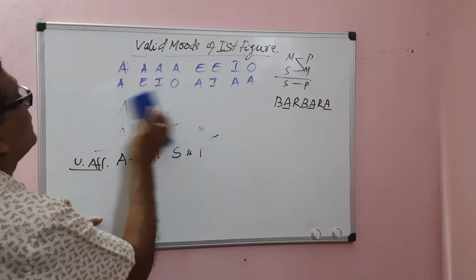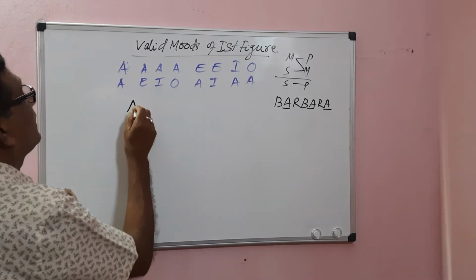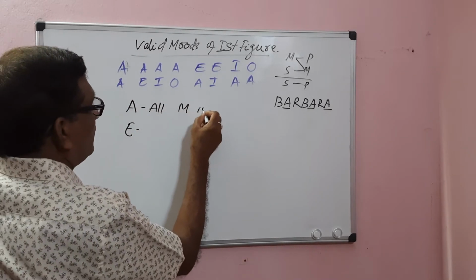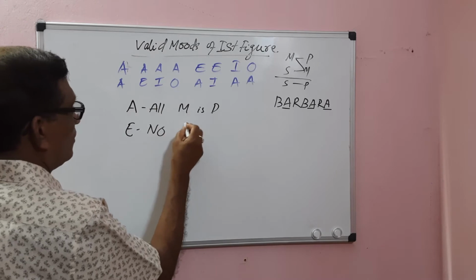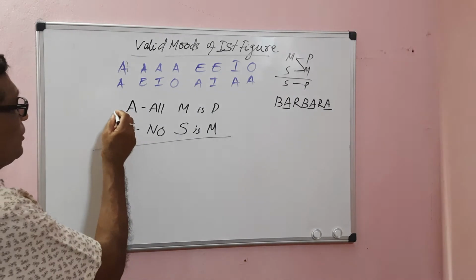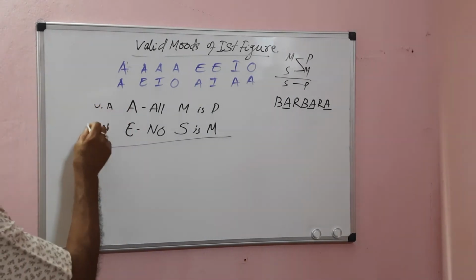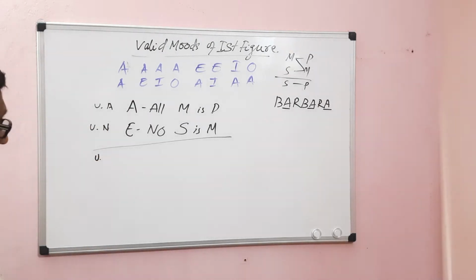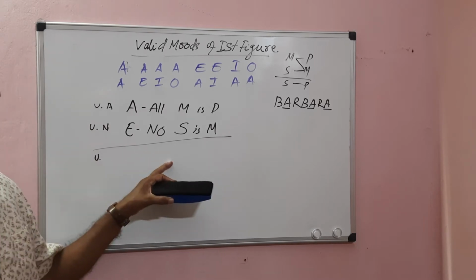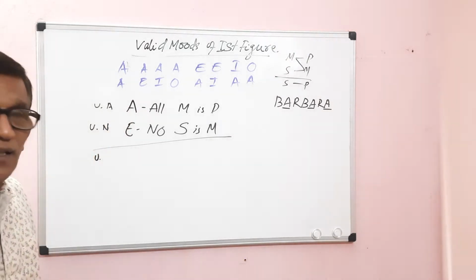Then from AE: all M is P, no S is M, therefore the conclusion. We have a universal affirmative, and this is a universal negative. When both the premises are universal, the conclusion must be universal. We can also deduce a particular conclusion, but first of all we have to deduce a universal conclusion. If there is any fallacy, then we have to change the quantity. But when both are universal, the conclusion must be universal.